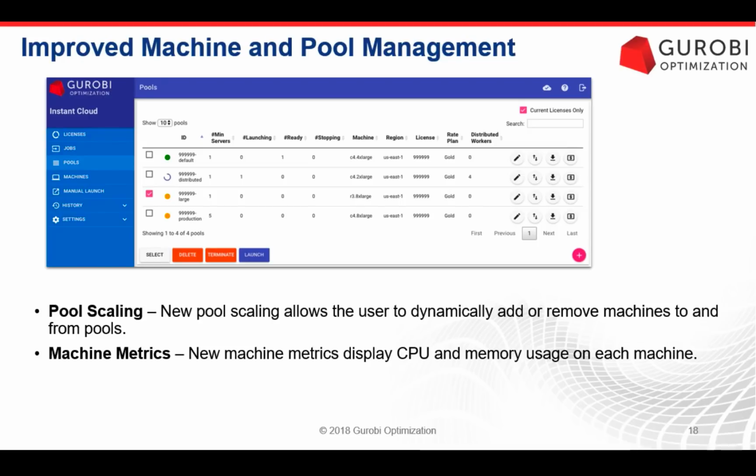So if you have a pool of, for example, 2 machines, and you find that you have a very long queue of jobs, you can increase the size of the pool to 4 machines or 8 machines or what have you. And then when the queue reaches a more manageable length, you can reduce the size of the pool using the same capability. Another thing we've added is the ability to monitor various metrics about your machines. You can see for each machine the current CPU usage, the current memory usage. This just gives you a better sense of what's going on within your machine pools.